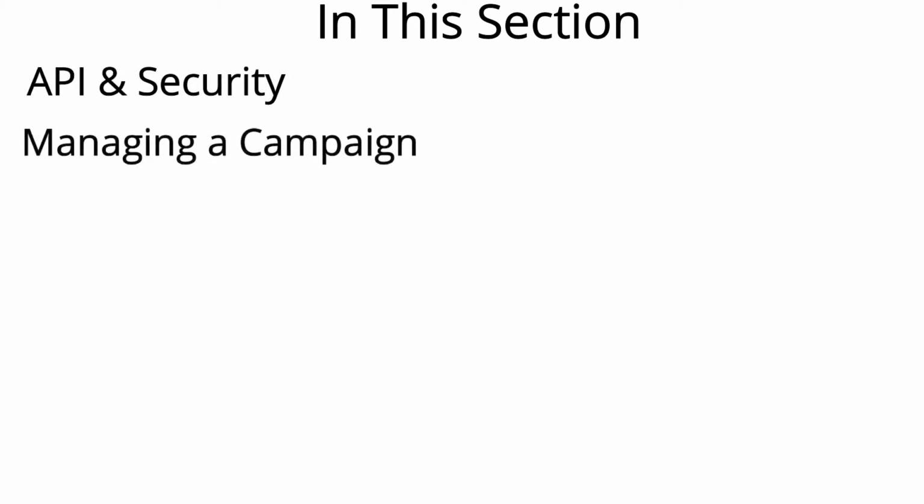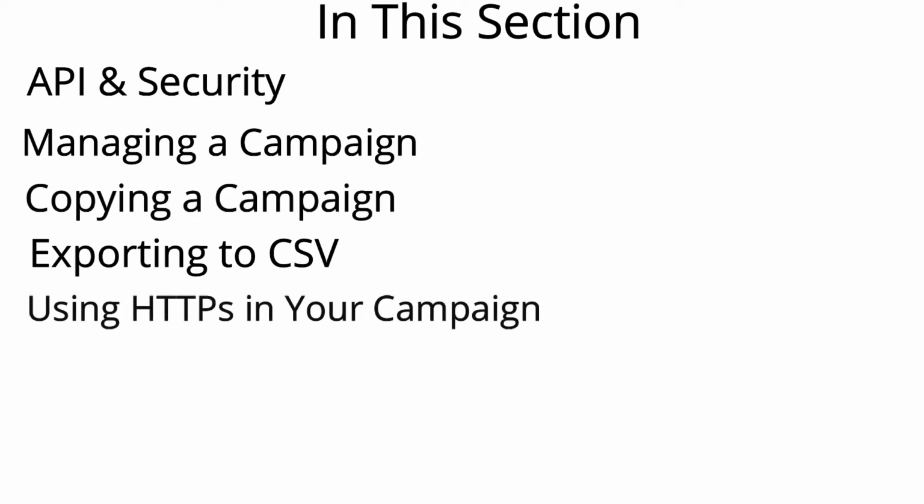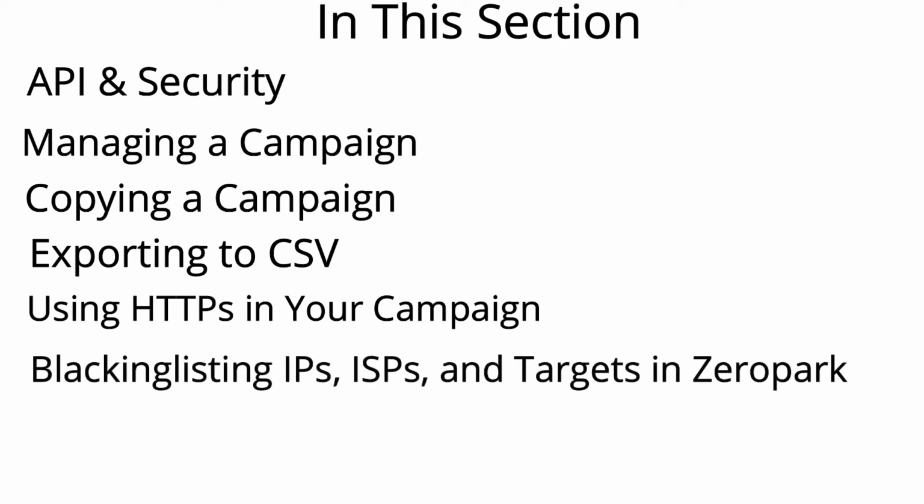So what we're going to focus on first is going to be API and security. And then next we're going to dive deeper into managing a campaign, and then how to copy a campaign, exporting to CSV files whenever you're ready to work in bulk a little faster, and using HTTPS in your campaigns. We're going to talk about why that's important. And we're going to dive into blacklisting IPs, ISPs, and targets in Zeropark.